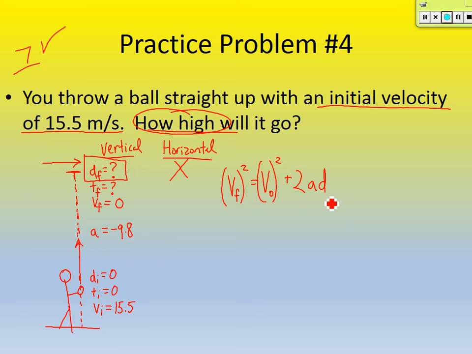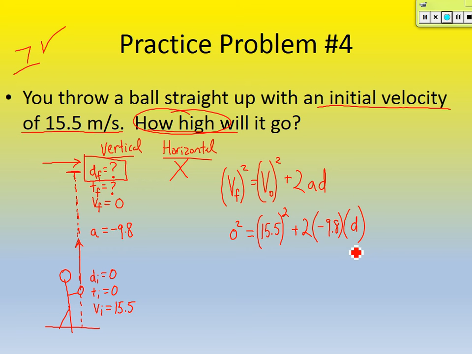Now let's go through and plug in these variables. Velocity final was 0, so 0 squared is equal to, velocity initial was 15.5. And notice how it's positive this time because we're throwing it up, so the velocity is going to be positive. But remember, we've got to square it. Plus 2 times a. A was a negative 9.8. Times d for displacement. And remember, that's the one that we're solving for, displacement.